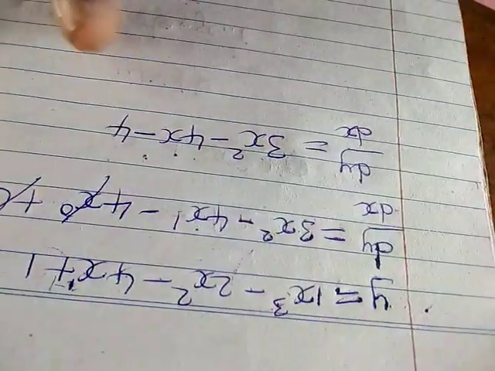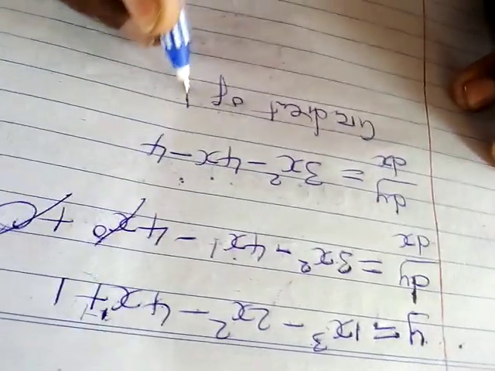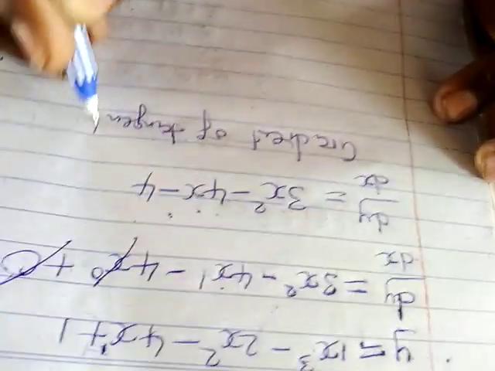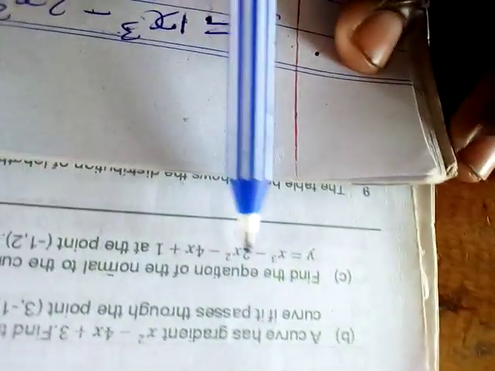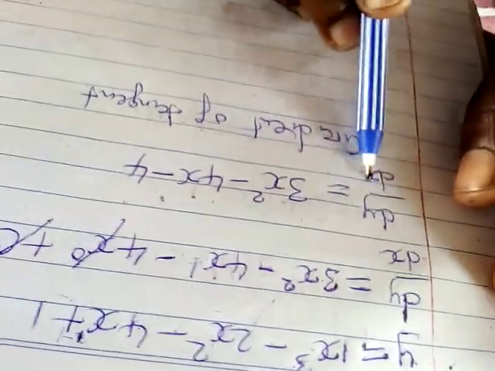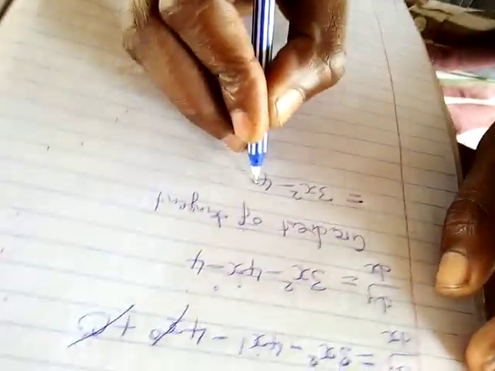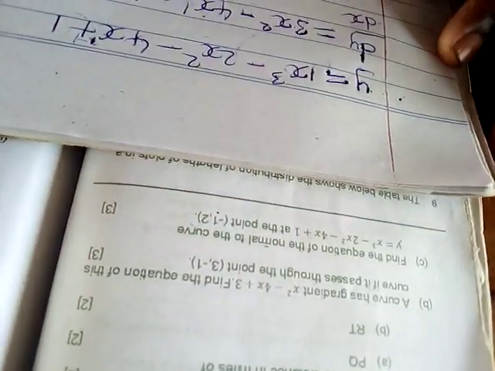So now what do we do? We need to find the gradient of the tangent. How do we find the gradient of the tangent? Remember, the equation of the normal passes through negative 1, 2. So the x coordinate is negative 1. Then we put it where there is x in dy dx. So 3x squared minus 4x minus 4. What do we put here? Negative 1, the x coordinate.